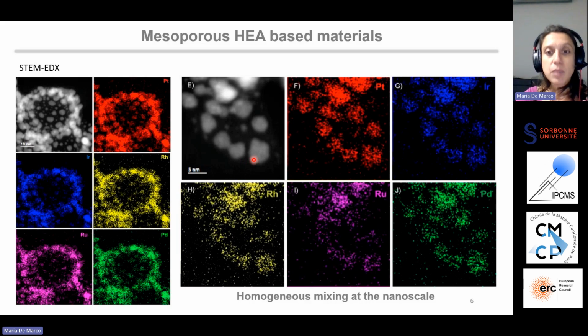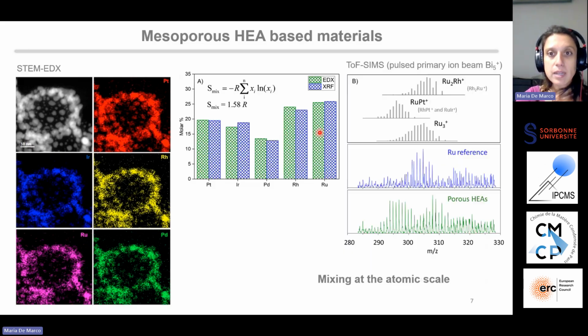We quantified the presence of each metal by combining energy dispersive X-ray spectroscopy analysis with X-ray fluorescence. And in both cases, we obtained similar results with metals ranging between 25 and 30% in atomic concentration, which was exactly within the definition of high-entropy alloy.